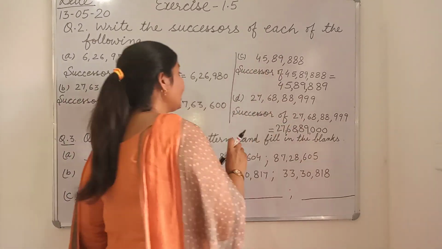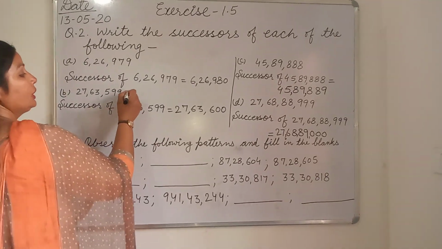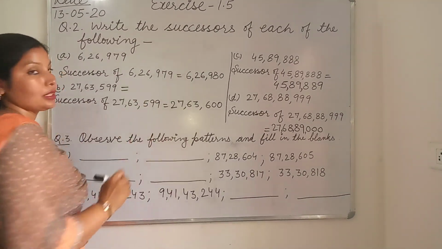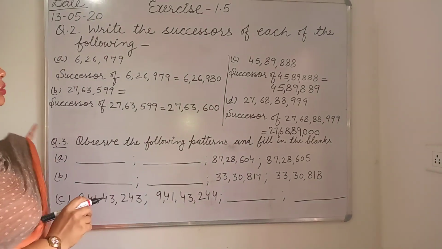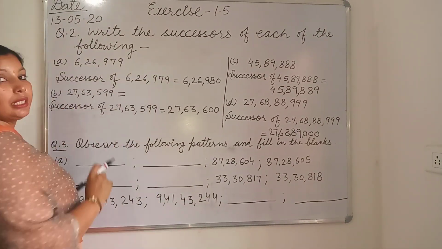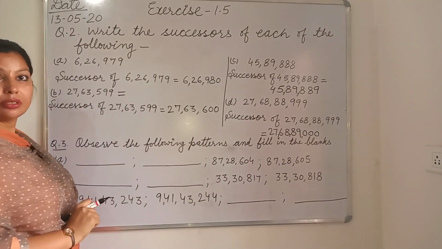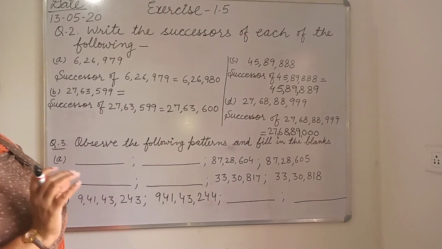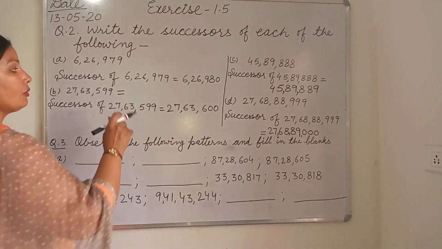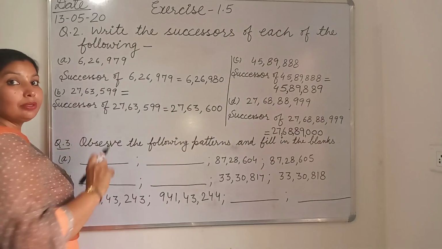So you will write like this. You will write the sentence also. Many students, what they do? They put an equal symbol and then write the answer. That's wrong. Because if you are writing equal here, that means both sides are equal. And when you are writing successor, how can they be equal? That will be wrong.